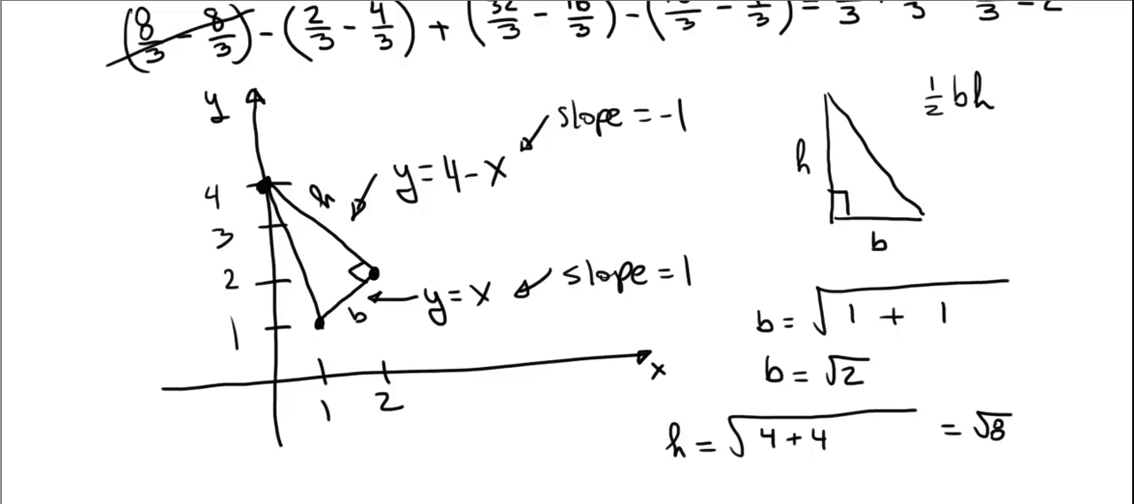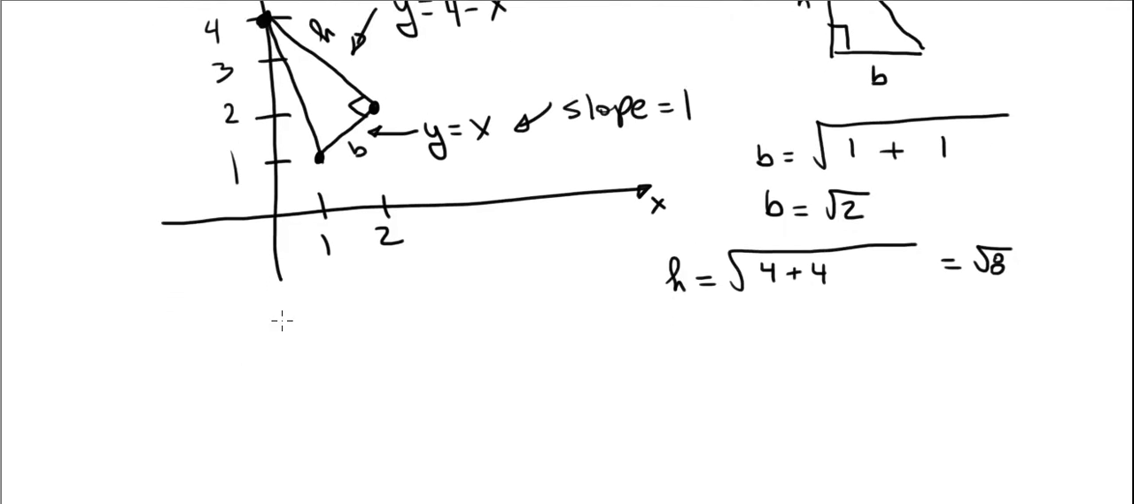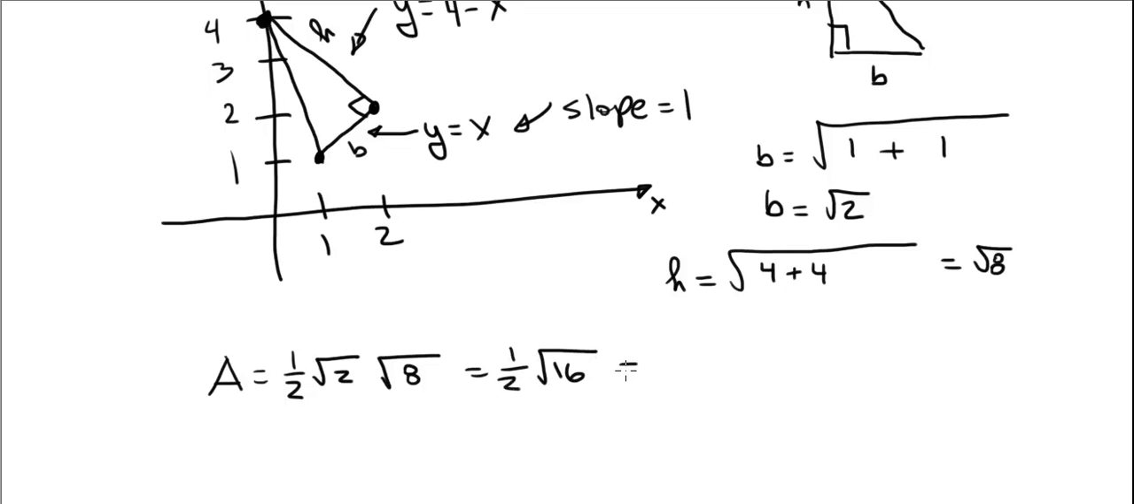And our area then is equal to 1/2 base, which is square root of 2, times the height, which is square root of 8. And that's 1/2 square root of 16. Square root of 16 is 4. 4 divided by 2 is 2. So we're able to find the area of the region using 3 different methods. All 3 gave us the answer of 2.